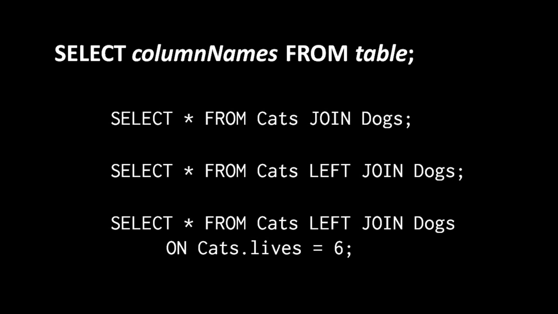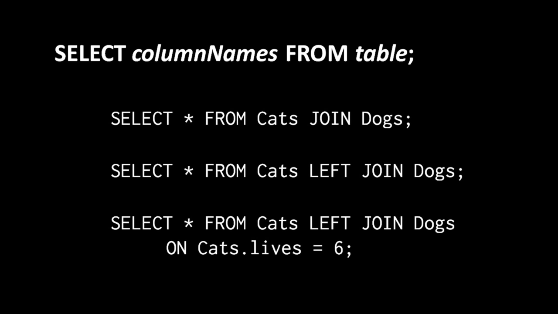So here this is a left outer join with the predicate specified in the on clause of cats.lives equals 6. And cats.lives here is the notation we use to specify the lives column in the cats table. And this may be important because the cats table and the dogs table, the two tables we're joining together, might have columns of the same name. So we have to use the syntax of writing the table name, dot, and then the name of the column to specify precisely which table we're referring to.